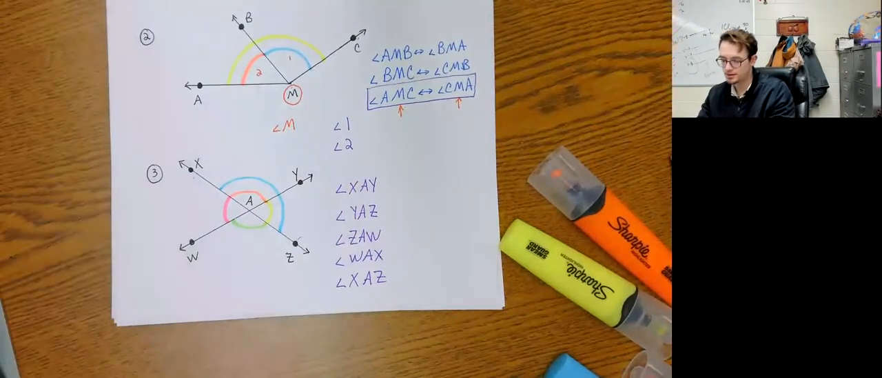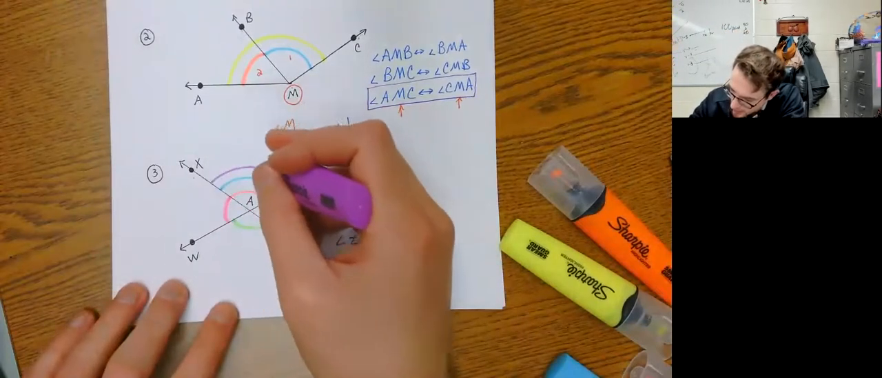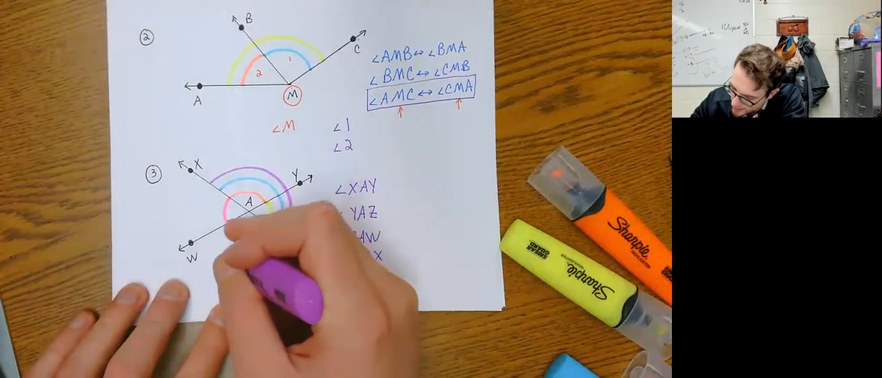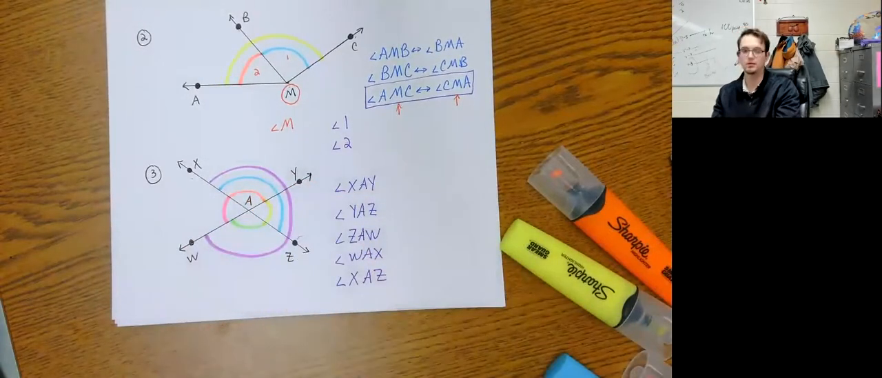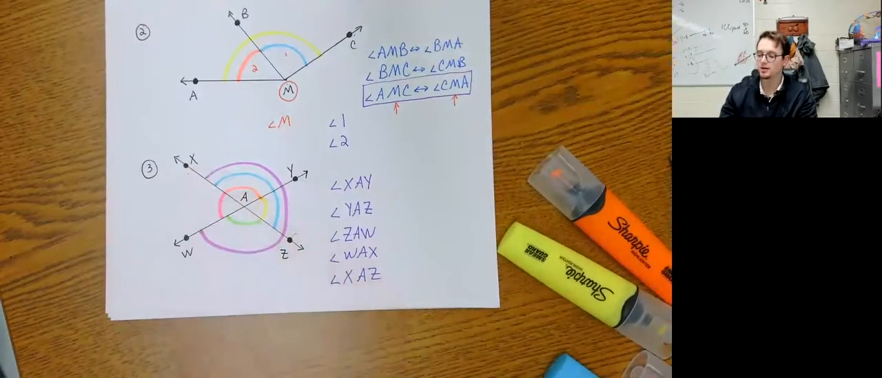So let's grab this dark purple. You can actually go all the way around to find this angle. That's a big angle. That is angle XAW. Actually, you know what? I don't like that. I'm going to scratch that. We're not going to call that XAW. I don't want to cover that yet. We're not going to do that one.